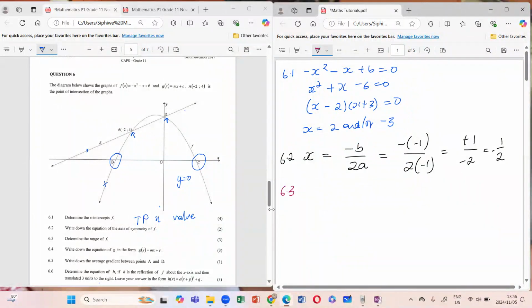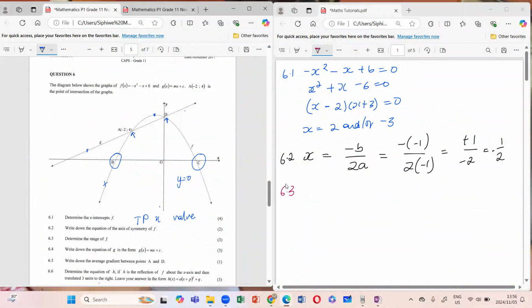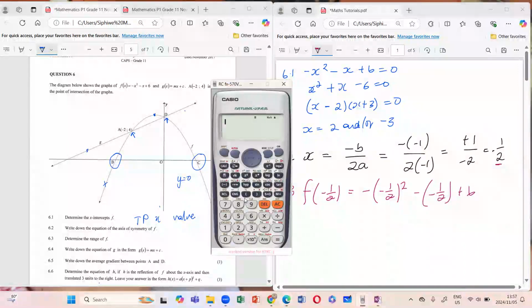6.3 says determine the range of f for 3 marks. For the range, we substitute this value of x into our f of x. So f of minus half is minus negative half squared minus negative half plus 6. So we can punch that into our calculator.